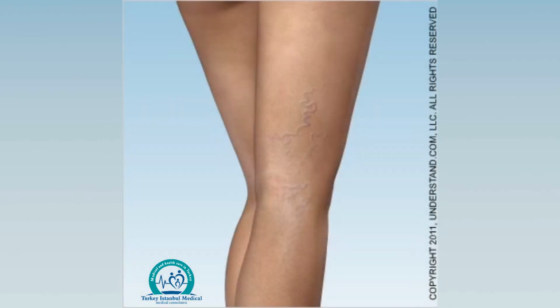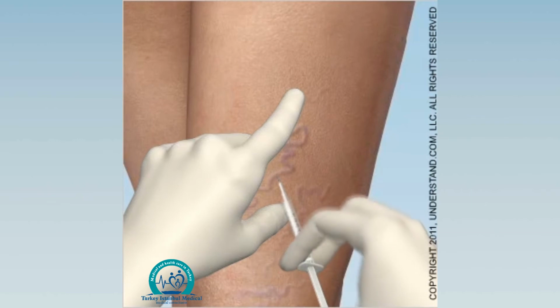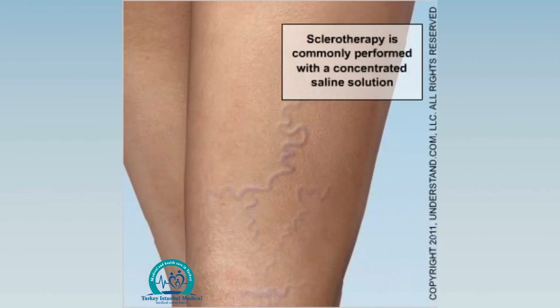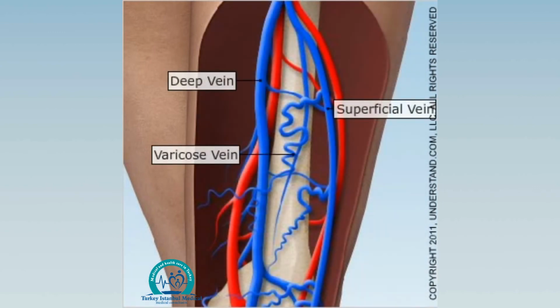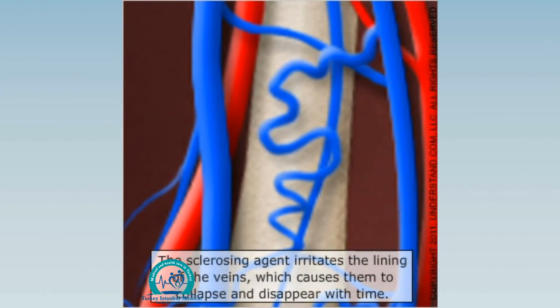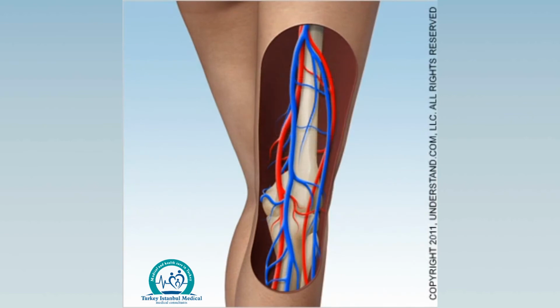During sclerotherapy, a chemical solution known as a sclerosing agent is injected at several points along spider and varicose veins. Sclerotherapy is commonly performed with a concentrated saline solution, although other chemical solutions or special foam may be used as well. The agent irritates the lining of the veins, which in combination with compression after treatment causes the vein walls to collapse. Over time, the veins will be absorbed by the body, restoring a smoother, more youthful appearance.